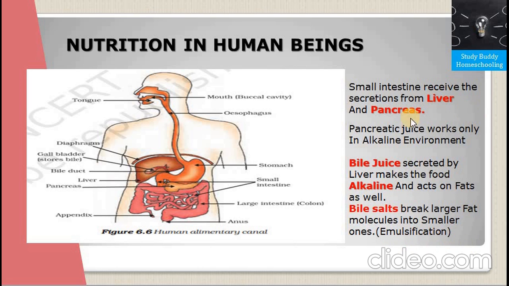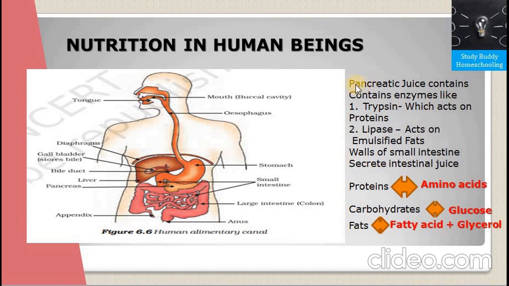So liver secretes bile juice and bile salts. Bile juice makes the food alkaline, so that pancreatic juice can act on them, and bile salts breaks the larger fat molecules into smaller fat molecules, which is known as emulsification.